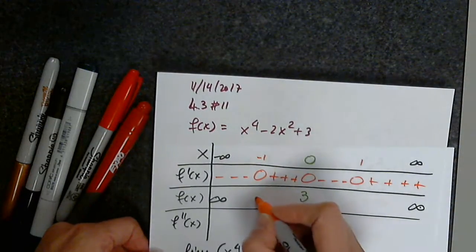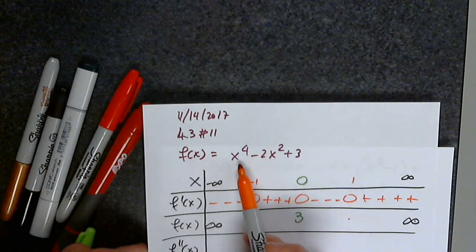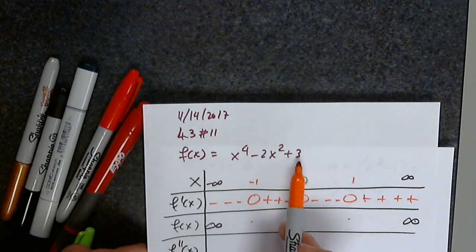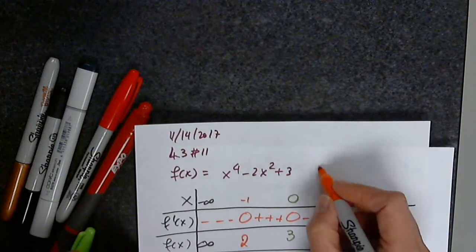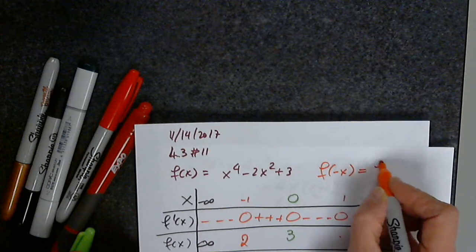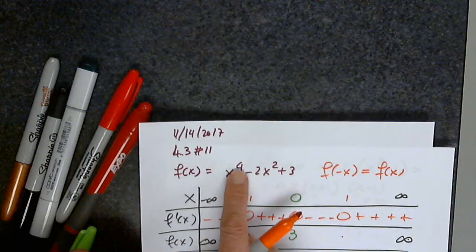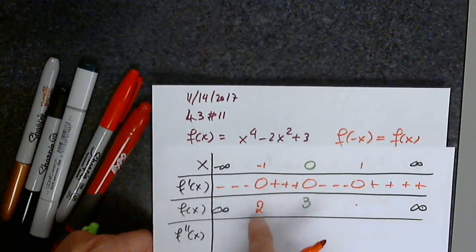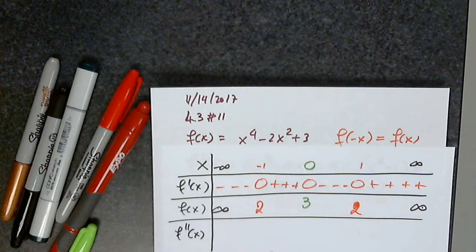I have to determine this value. When I plug in negative 1, I have 1 minus 2 is negative 1, negative 1 plus 3, 2. And this function is symmetric. You can write that f of negative x is definitely f of x. It's not going to make any difference if I plug in negative x to the fourth, negative x squared, the function will not change. So if this is positive 2, this must be positive 2 as well, because the function is even.